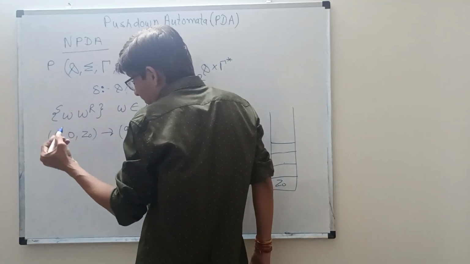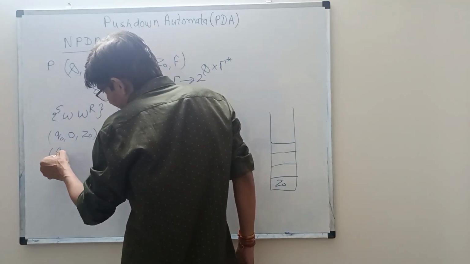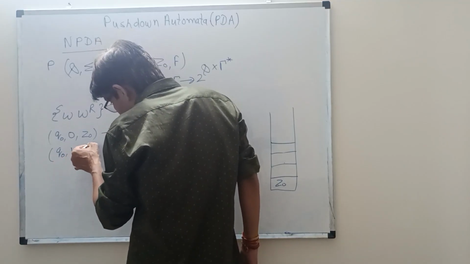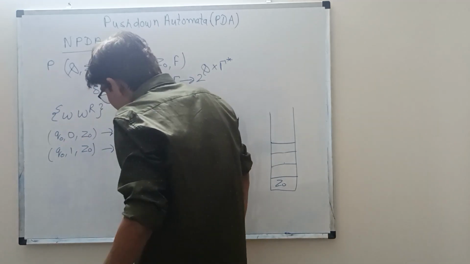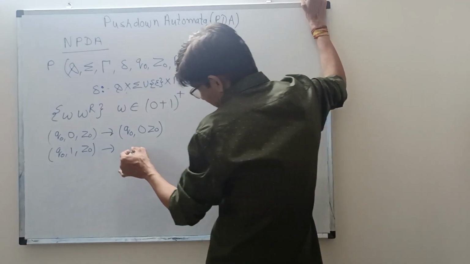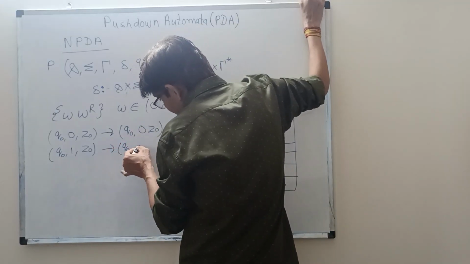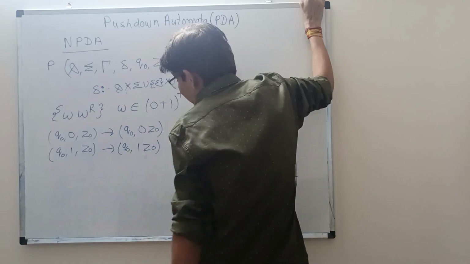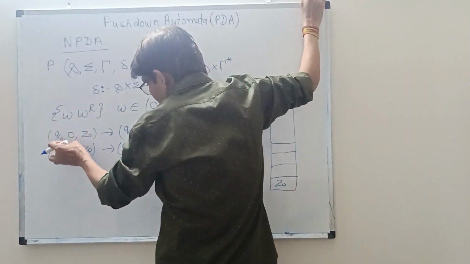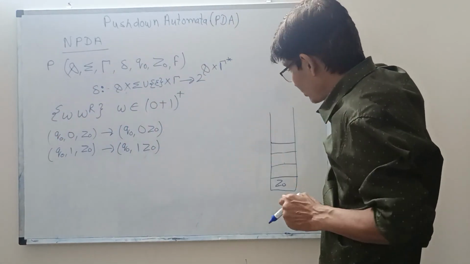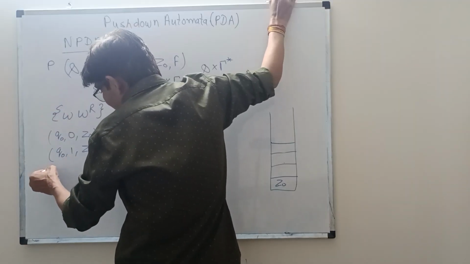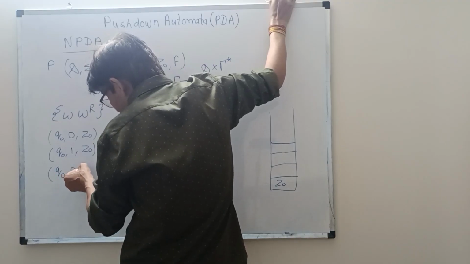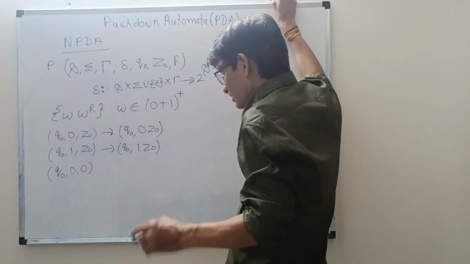But if the first symbol is 1, then I'm in Q0, I will read 1, and Z0 would be on the stack top if 1 is the first symbol. So now I can write here, I will stay in Q0, I will push 1 into the stack, and Z0 would be as it is. So this is for the first 0 and first 1 I'm reading. Now if the first symbol is 0 and the second symbol is again 0, so what would be there? I will read 0, and the stack top will be 0 again.